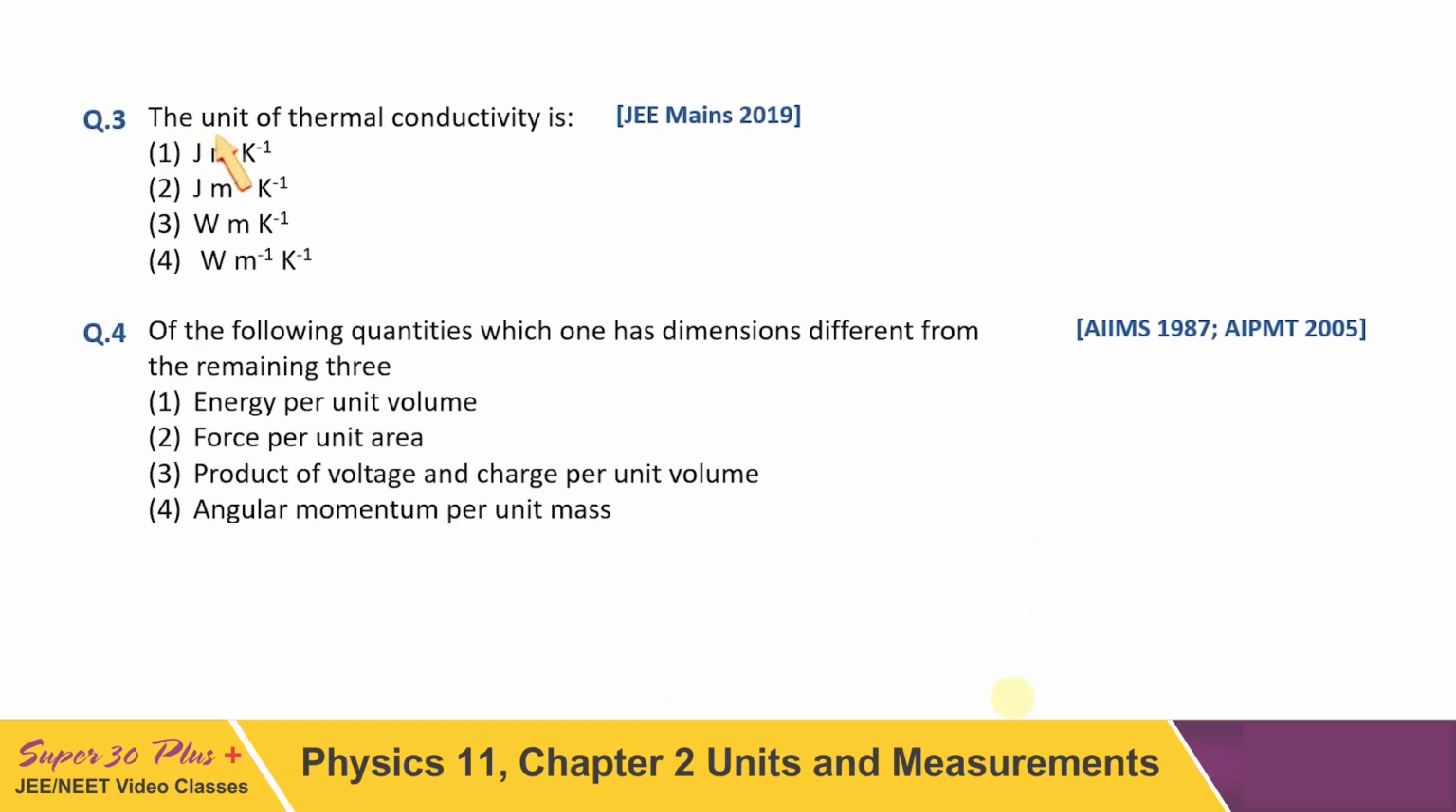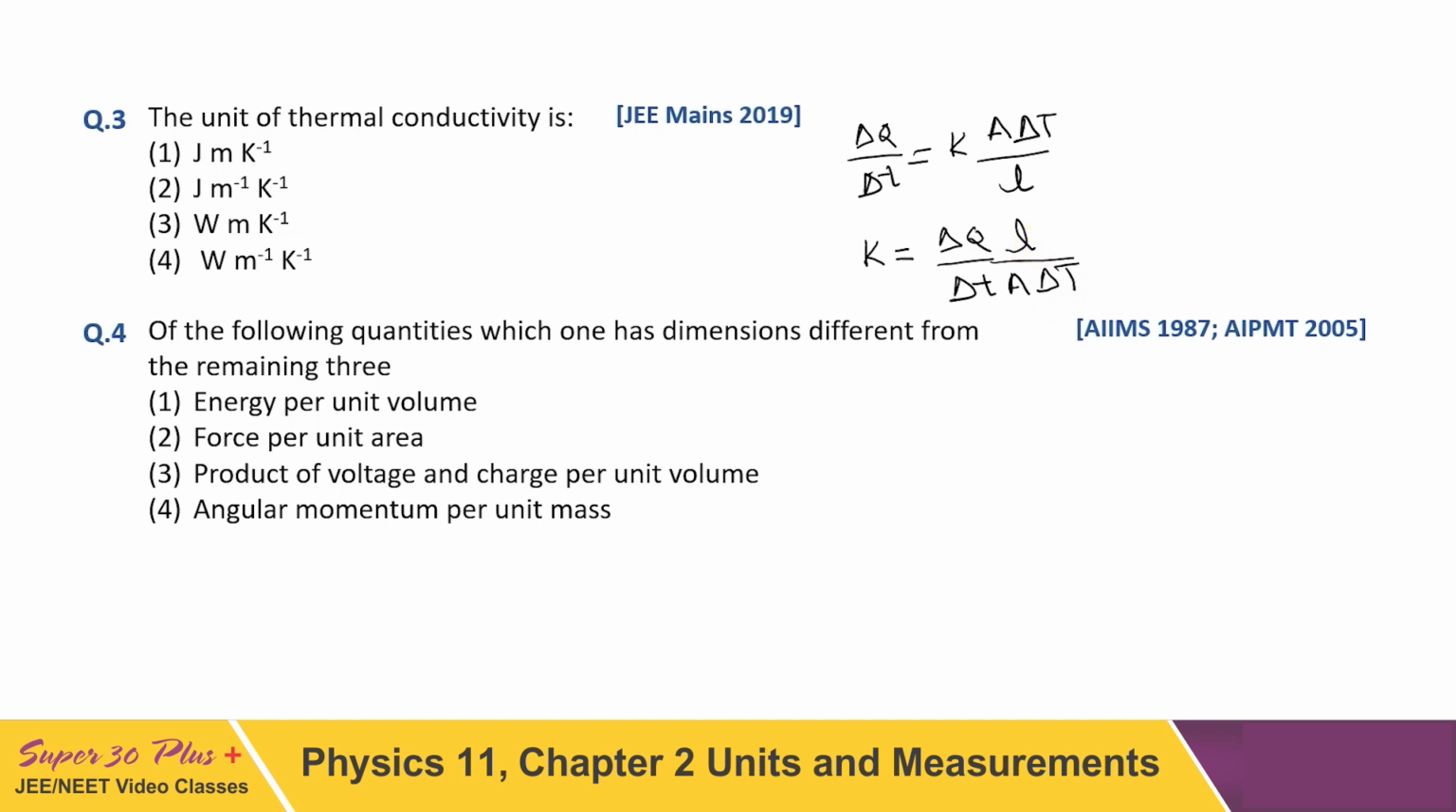It is asking the unit of thermal conductivity. Again we have to recall the formula for thermal conductivity. I am writing here the formula for conduction of heat: delta Q upon delta T is equal to K A change in temperature upon length. I think you all must be able to recall this. So K can be written as delta Q by delta T, which is energy upon time, so it is a power term. In the denominator it would be area multiplied with temperature difference, and in the numerator this is L here.